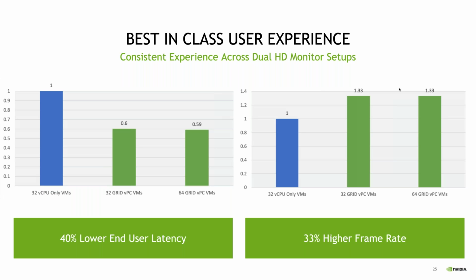Now, what we can see is that we're basically delivering 33% more frames for the VPC enabled VMs, and that is also consistent across scale. So even if you're going from 32 to 64, it remains constant.